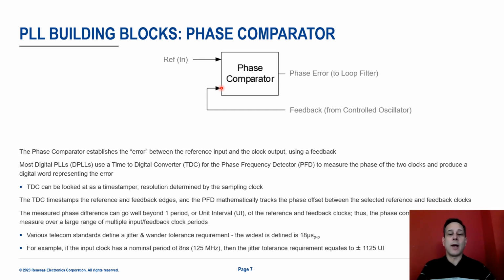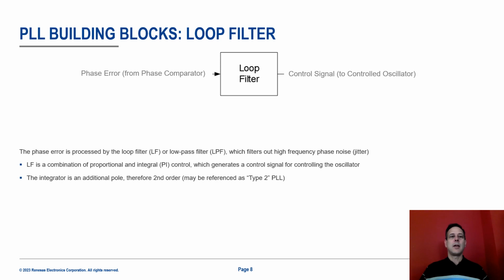For example, the widest one known in telecom is 18 microseconds peak to peak. The phase error is then passed along to the loop filter block. The loop filter is a low-pass filter that filters out high-frequency noise on the clock, or jitter, and allows low-frequency noise to pass through, or wander.